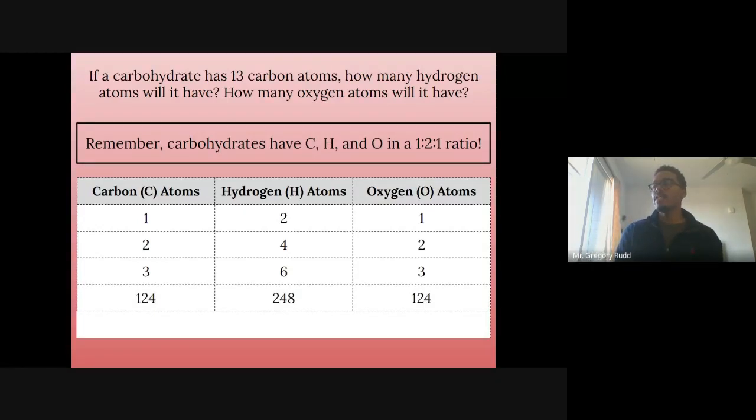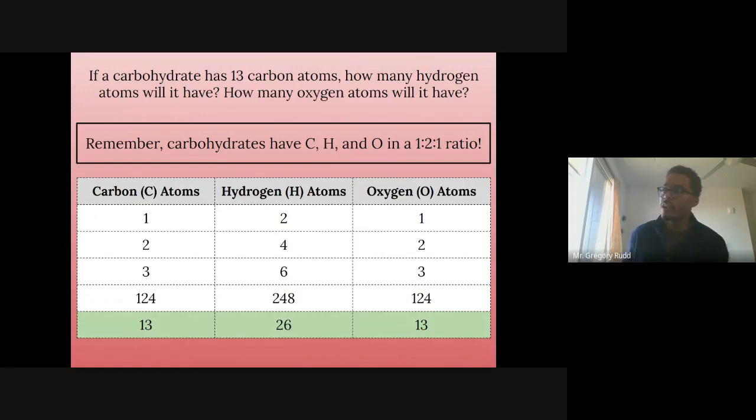Let's answer the question. If a carbohydrate has 13 carbon atoms, how many hydrogen atoms will it have? There are 13 carbon, then how many hydrogen? 26, good. And how many oxygen? 13, excellent. Good, so you guys caught on very quickly, excellent. Now this is only for carbohydrates, but this is what makes carbohydrates special.